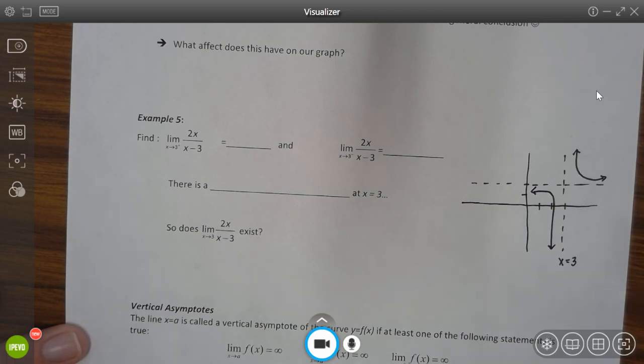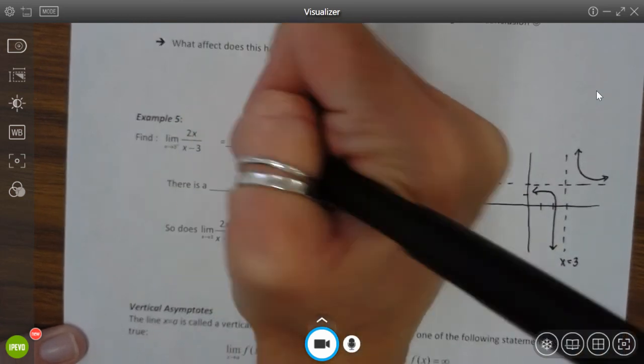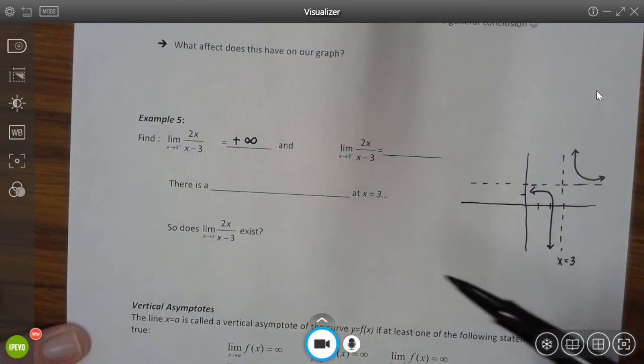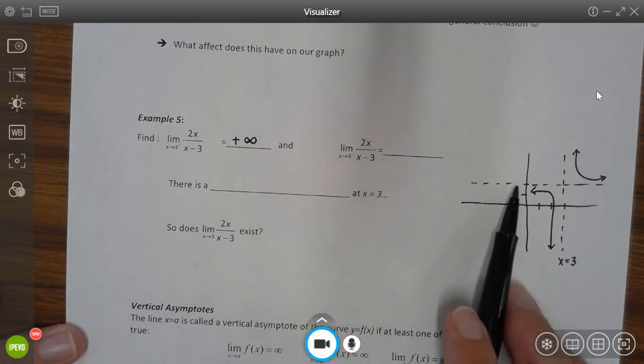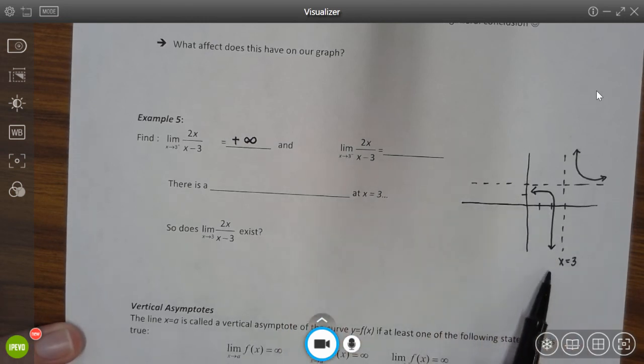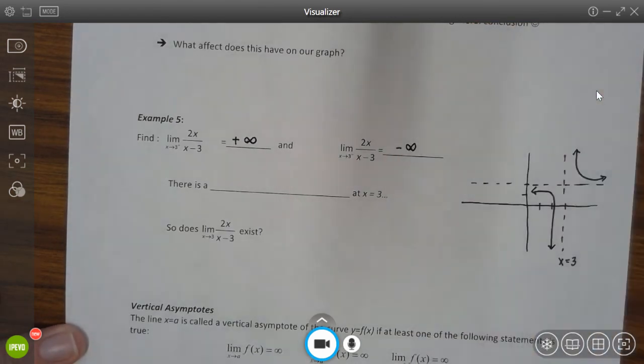So as x is approaching this value of 3, we're actually approaching positive infinity because my graph is going to continue to grow positively. From the left, the limit as x is approaching 3 of this rational function, if I look from the left, my graph is actually going to be decreasing negatively without bound. So we're going to say that the limit from the left is actually negative infinity.